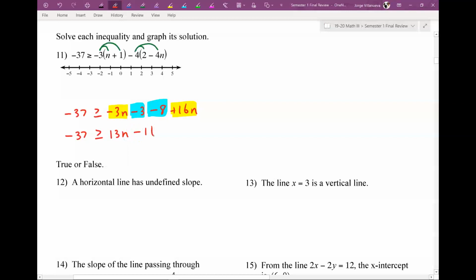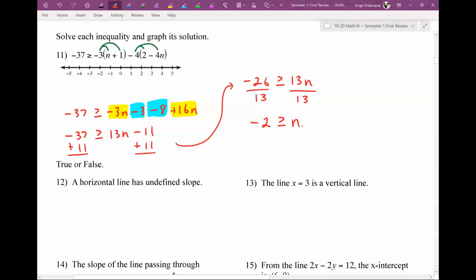Now I'm going to add 11 to both sides. So that's going to give me, let me take the work over here, a negative 26 greater than or equal to 13n. Now at this point, I'm going to divide both sides by 13. Notice I'm dividing by a positive number, so therefore no switch in symbol is going to happen for the inequality. This will be a negative 2 greater than or equal to n.